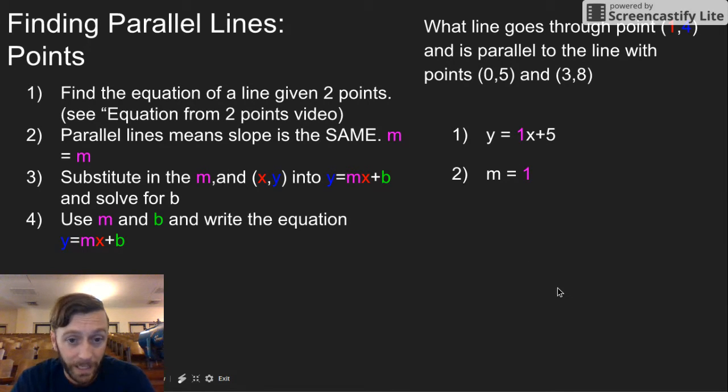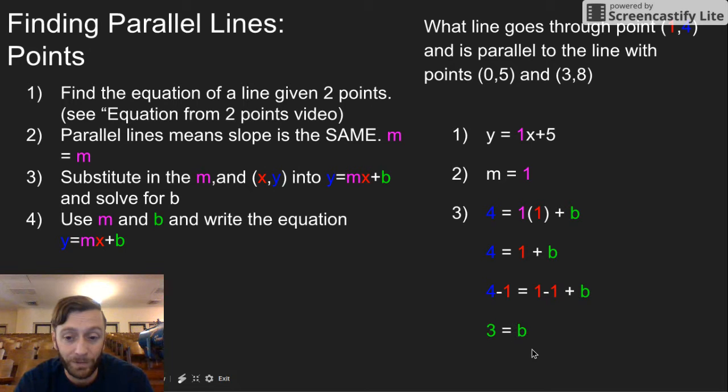We can substitute that and our x and y into the equation, y equals mx plus b, and we get 4 equals 1 times 1 plus b. Right. 4 equals 1 plus b. How do we get b by itself? We're going to have to subtract 1 from both sides. 4 minus 1 equals 1 minus 1 plus b. And we get the value 3 equals b. That 3 for b and our m of 1 goes into the equation. We get y equals 1x plus 3.